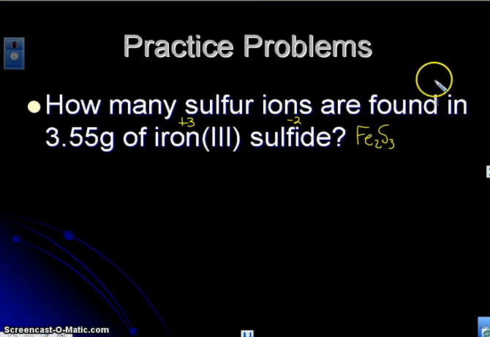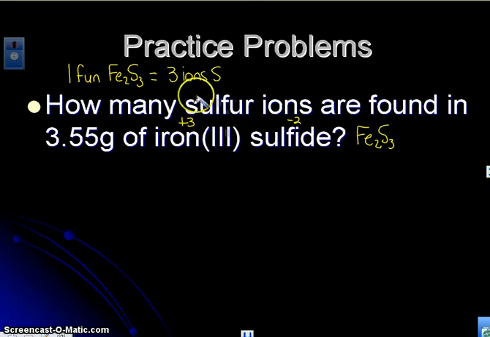Now, let's talk about these types of compounds. Remember that ionic compounds are not called molecules. We call them formula units because they are those repeating patterns of ions. They're not those separate little molecules. So we know we're going to have to find ions, and in order to find ions, we're going to have to find our formula units. So if we have one formula unit of Fe2S3, then we know that it will have 3 ions of sulfur.